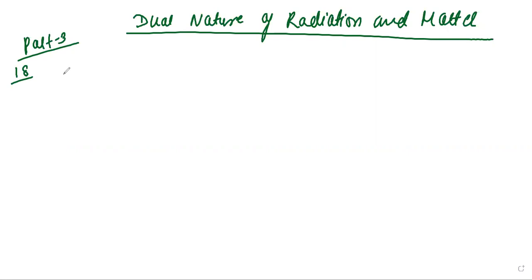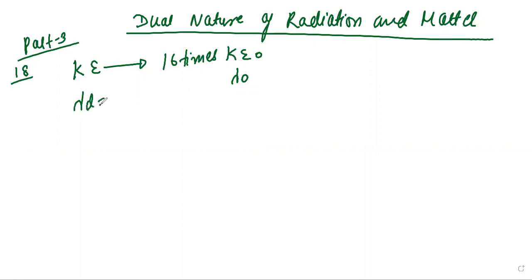If the kinetic energy of the particle is increased to 16 times its previous value, what is the percentage change in the de Broglie wavelength? So you have to find, suppose the initial de Broglie wavelength is lambda naught. What will be the lambda final when the kinetic energy becomes 16 times? So you have to find the value of this one. It was asked in 2014.